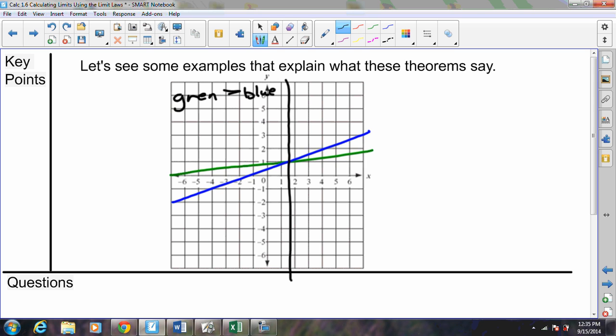Because green is above blue everywhere, if we were to take the limit of green and the limit of blue, green will have to be bigger than blue. That's just saying if we start limiting in here and limiting in, the height of green is above the height of blue. That's all it's saying.